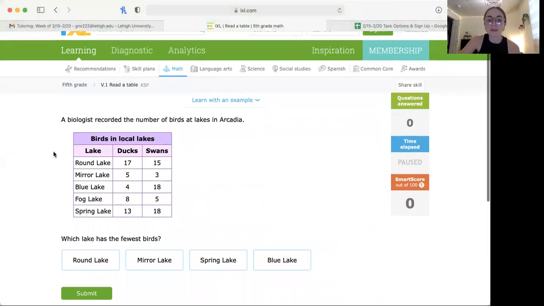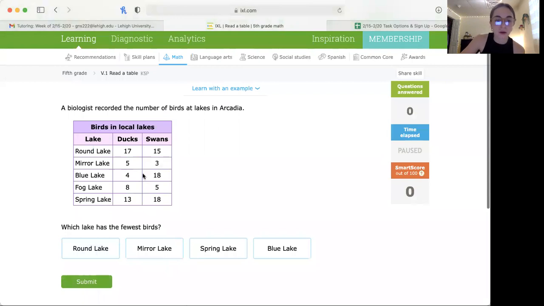A biologist recorded the number of birds at lakes in Arcadia. So there's a bunch of different lakes, and then there's 2 different types of birds, ducks and swans. The question asks, which lake has the fewest birds? So we're going to go through and look. Round Lake seems to have a lot of birds, both ducks and swans, because the numbers are high. So what we actually want to do is we can eliminate this first one. I will draw a line through it. We're going to eliminate that one.